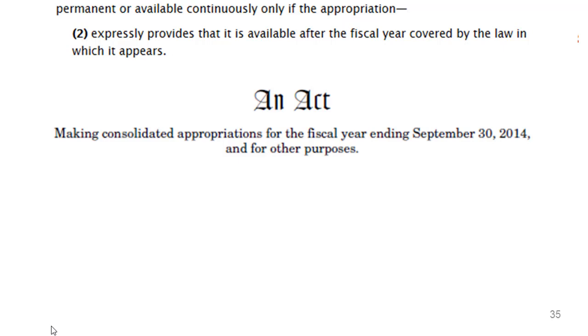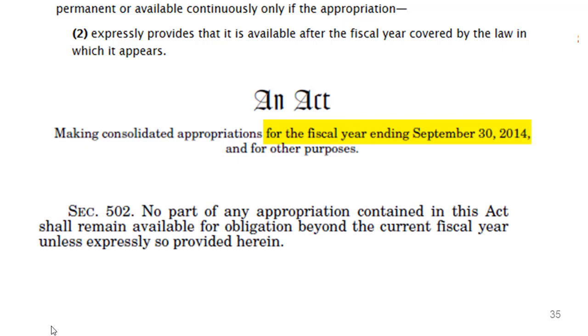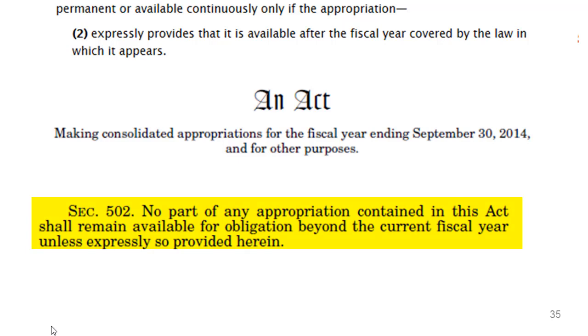Appropriation acts begin with statements that indicate the funds are for a single fiscal year. And typically, Congress also includes a general provision in the Appropriation Act that makes this default presumption very clear. "No part of any appropriation contained in this act shall remain available for obligation beyond the current fiscal year unless expressly so provided herein."